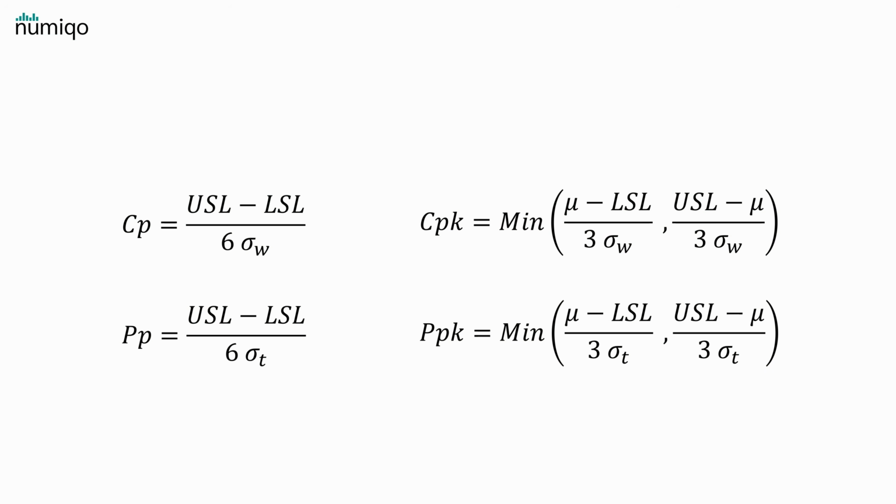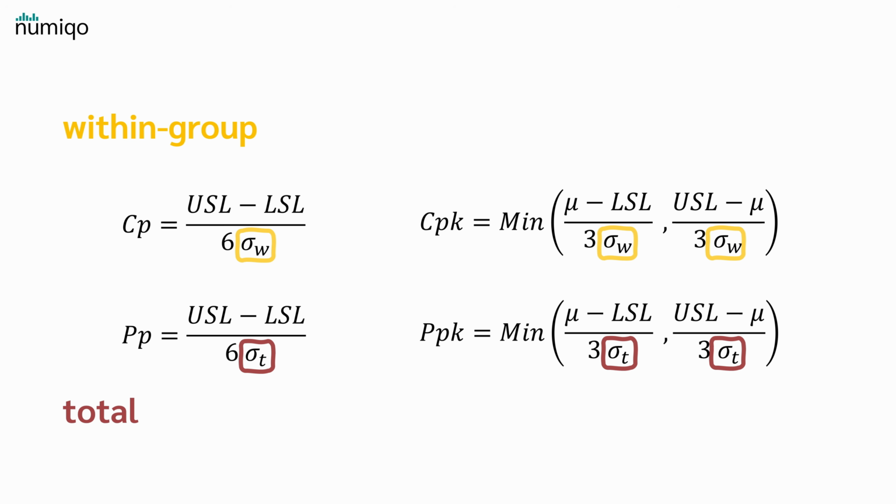But for sure, the total variation also affects capability. This is where PP and PPK come in. Basically, the formulas for CP and PP and for CPK and PPK are the same. The only difference is which standard deviation we use. CP and CPK use the within group or short-term standard deviation. PP and PPK use the total or long-term standard deviation.